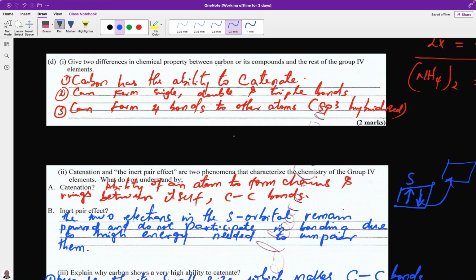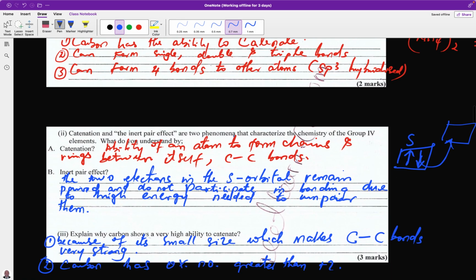Now, what is an inert pair effect? I said an inert pair effect. This is a phenomenon where the 2 electrons in the s orbital remain paired. They remain paired and do not participate in bonding due to the high energy needed to unpair them.